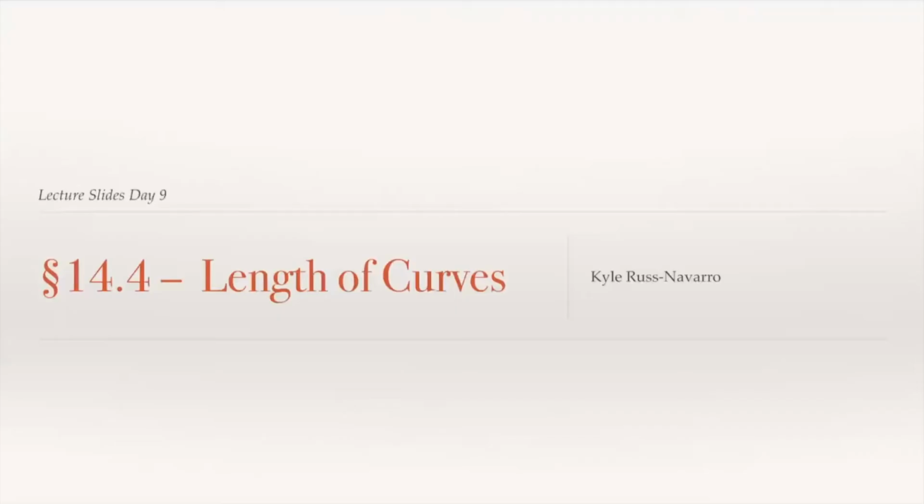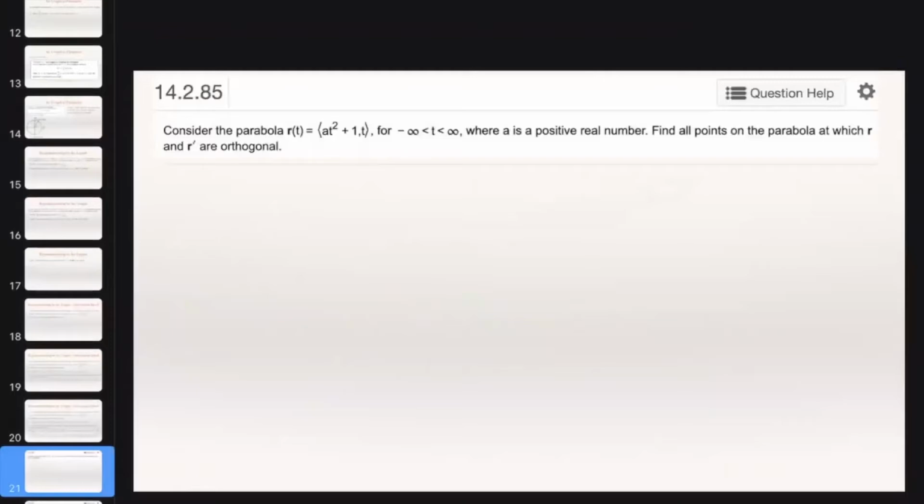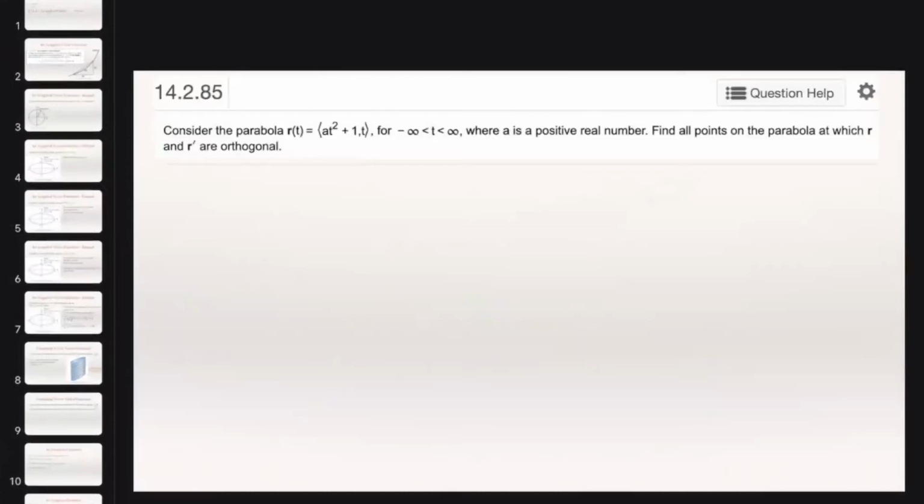Hello and welcome to the chapter 14.1 learning video on lengths of curves. At the end of this, we will be going over this most missed one from the 14.2 homework. Feel free to skip ahead if you want to see that first.